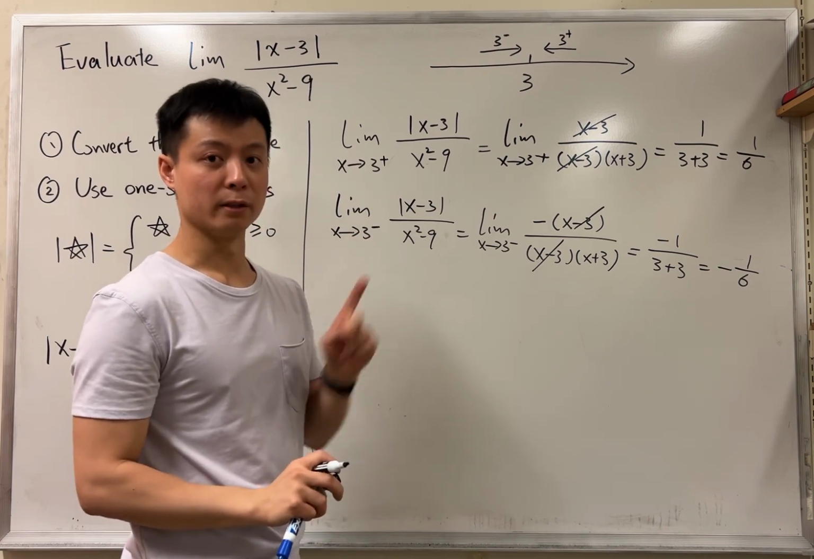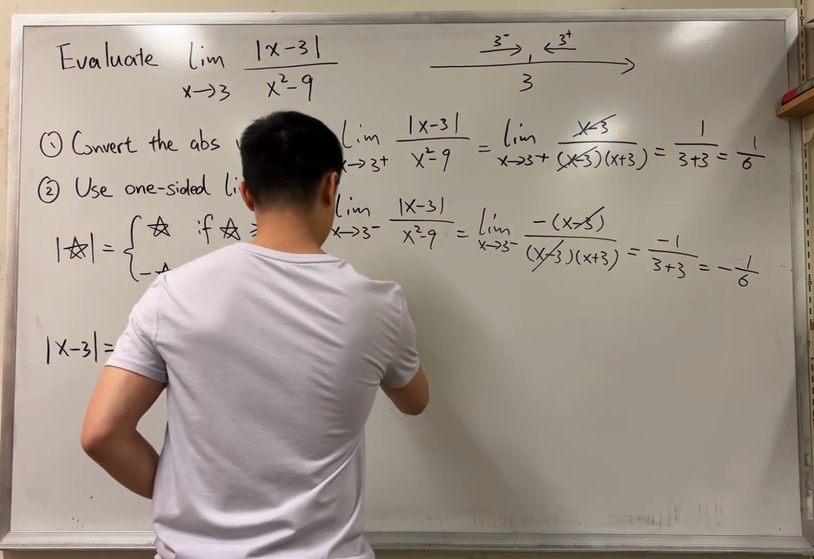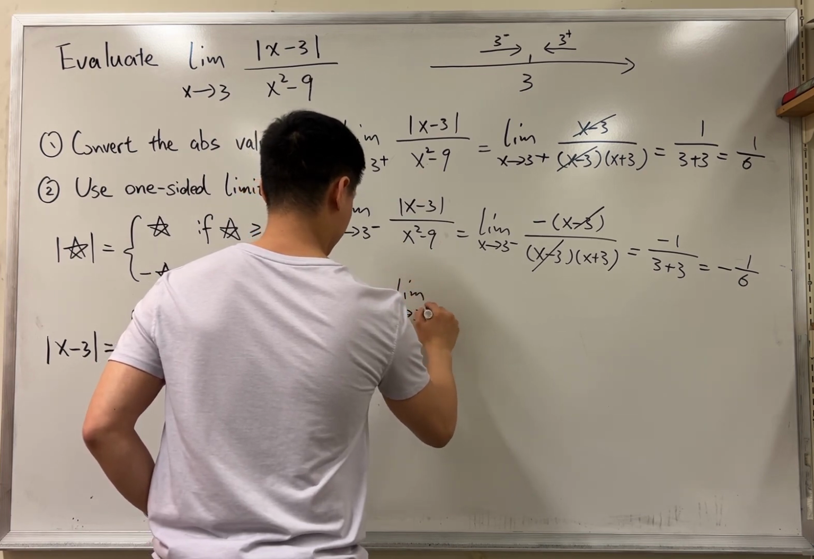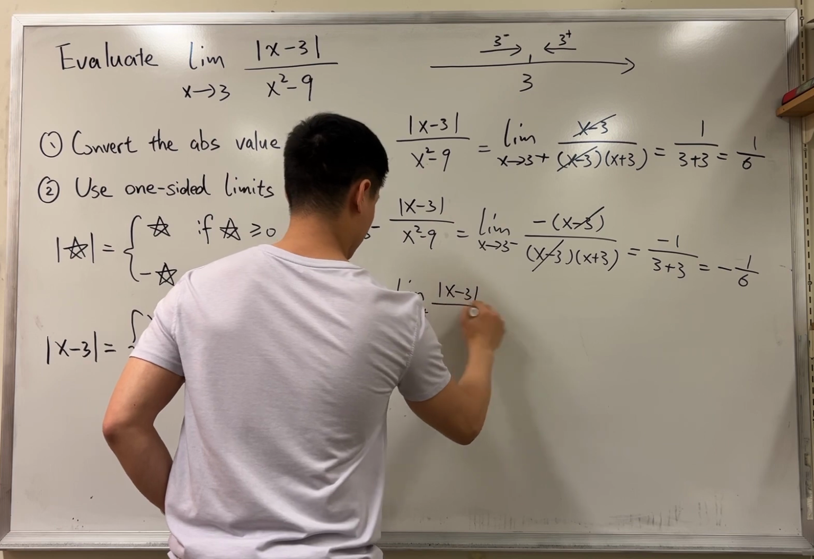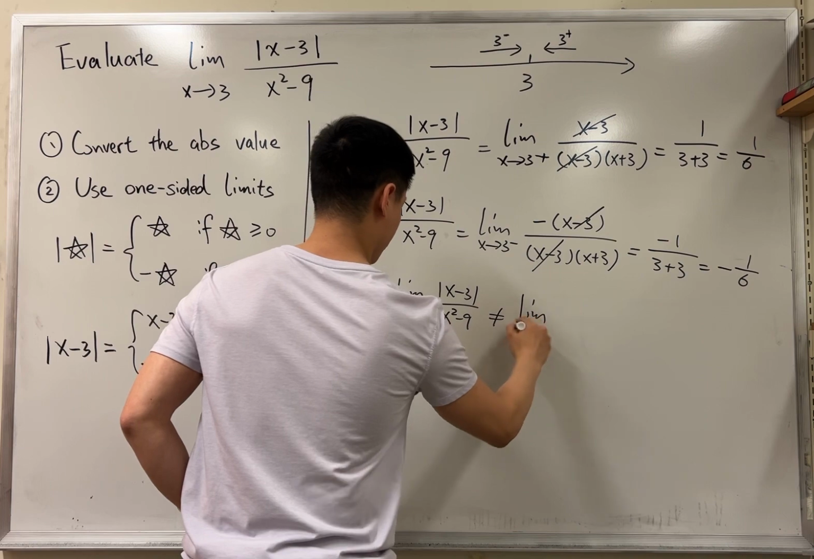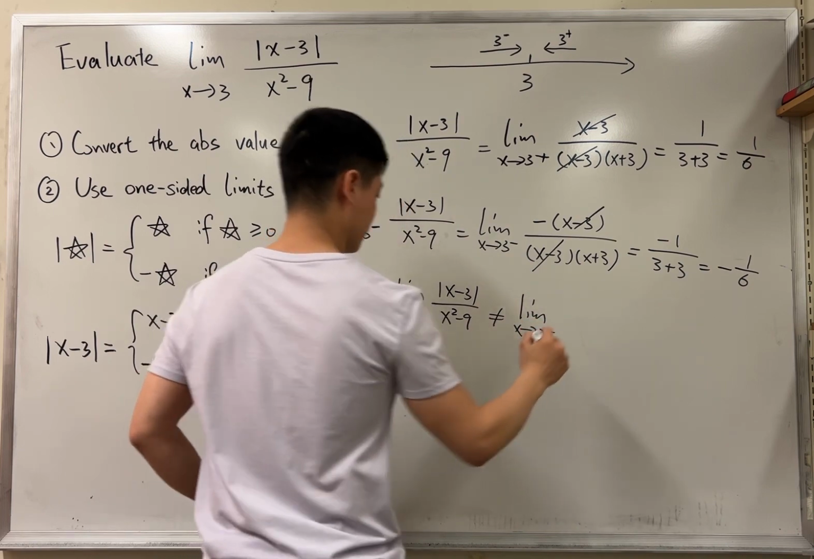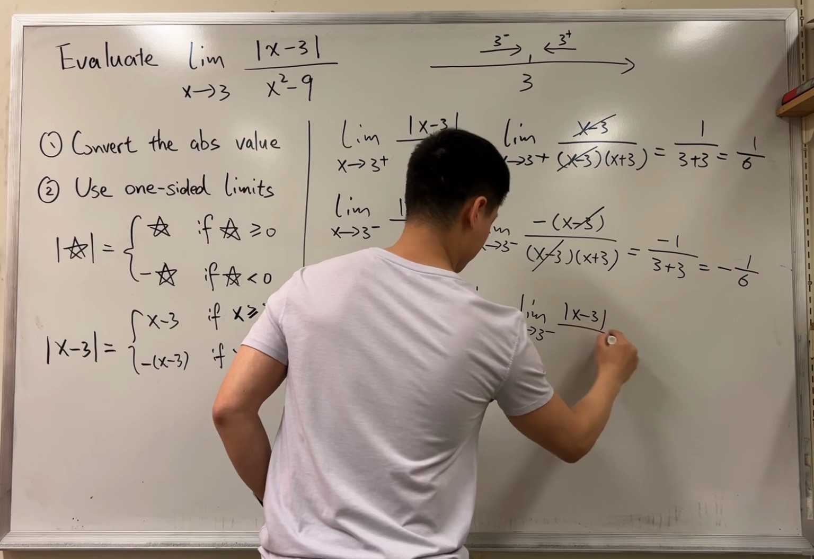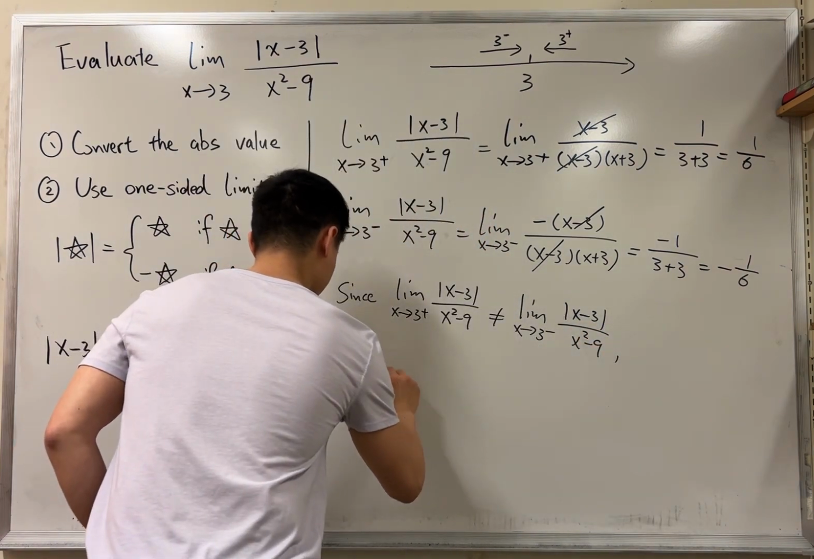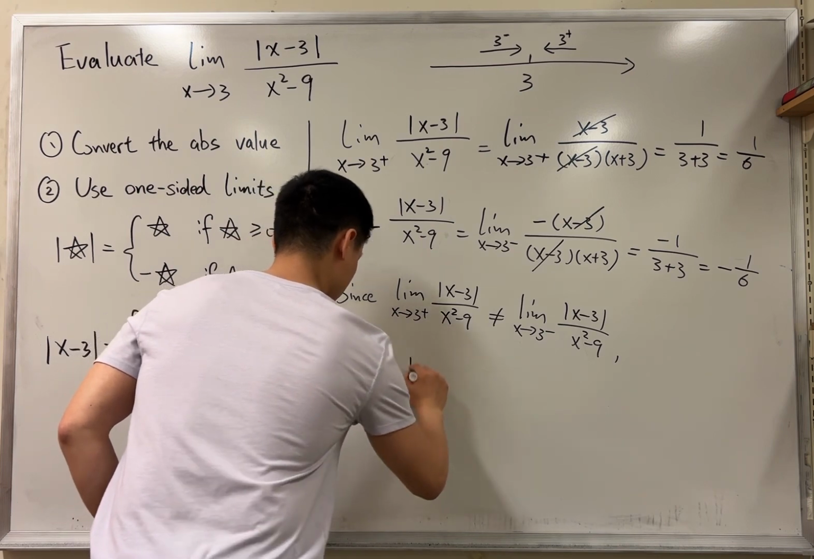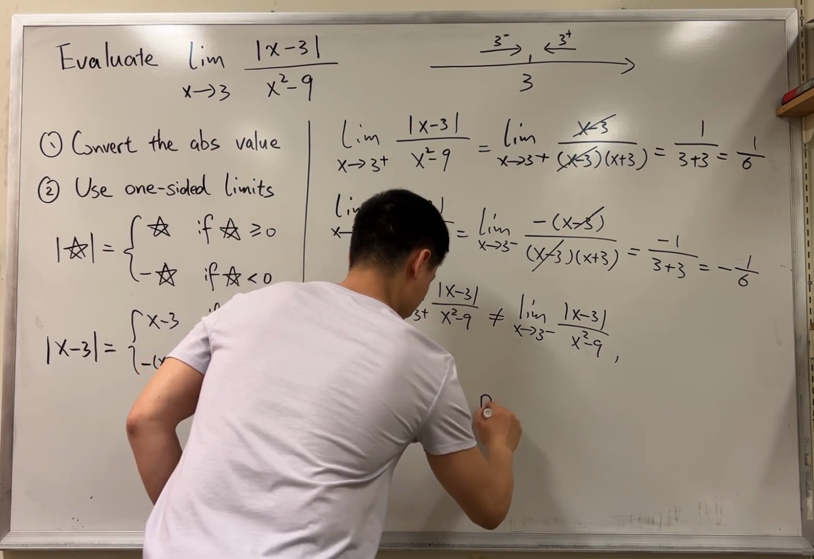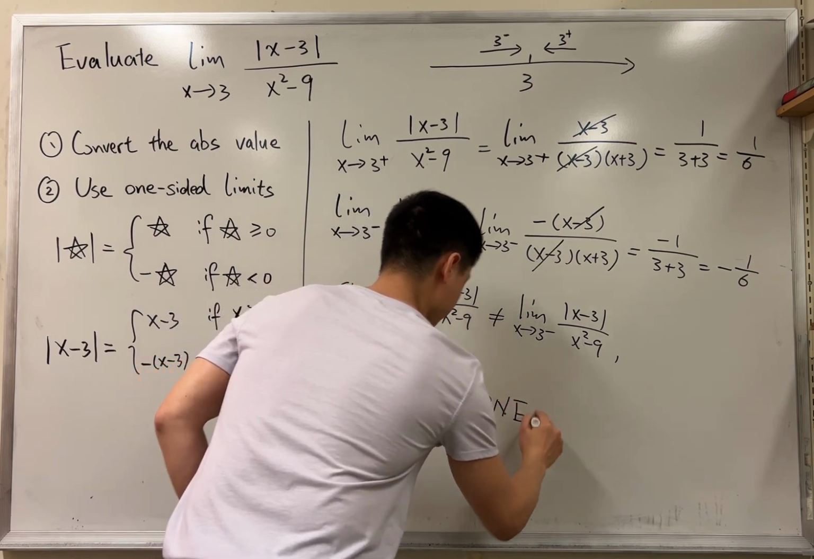And since we have seen that the left side limit is not the same as the right side limit, we can conclude the limit does not exist. Since the limit approaching from the right is not equal to the limit approaching from the left, the overall limit as x approaches 3 does not exist.